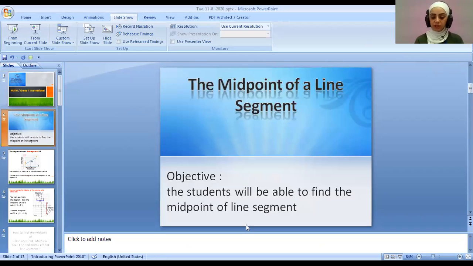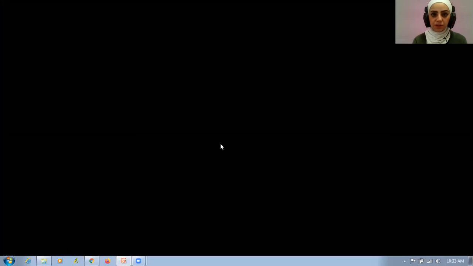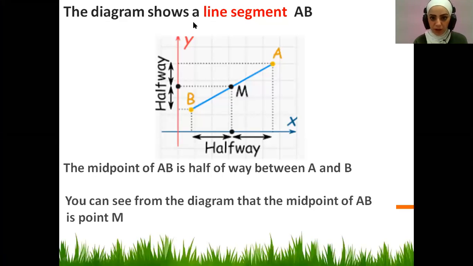So the main objective that we're going to revise together today is that you will remember how to find the midpoint of any given line segment. So here, if you look at this slide, this diagram shows a line segment. The line segment that I'm talking about is AB, this blue line.